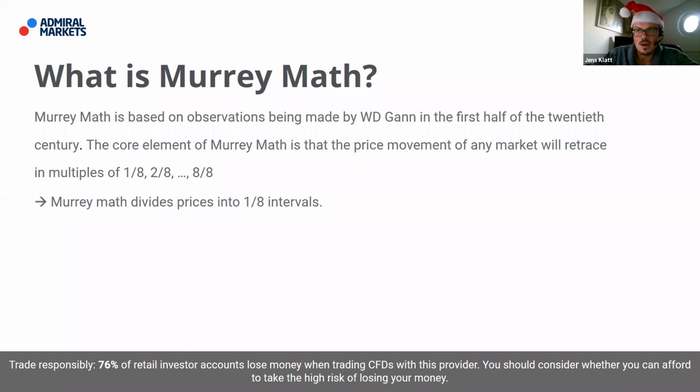Nevertheless, Murrey Math is derived from that, and the core element here is that the price movement of any market will retrace in multiples of 1/8, 2/8, also 1/4, and so on, up to 8/8. Which already means we can draw the following conclusion: Murrey Math divides price action, or price moves in general, from high to low, or from low to high, depending on the direction, into 1/8 intervals. So, already something I just realized.